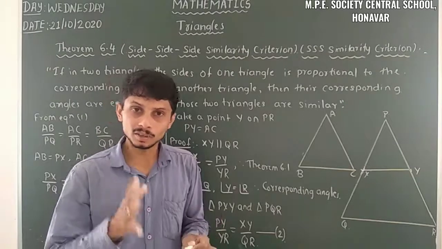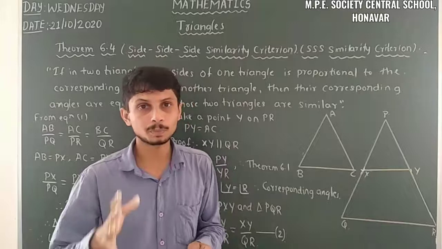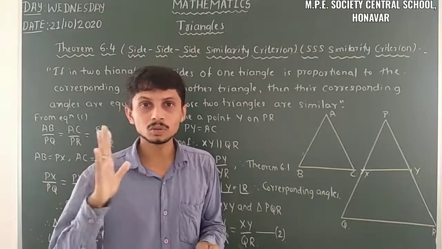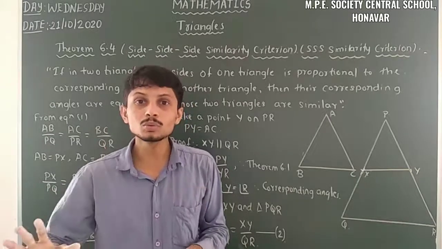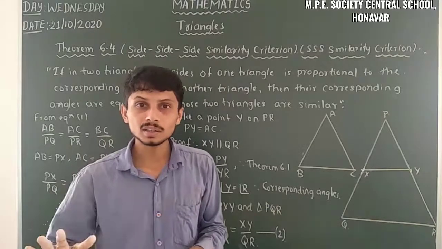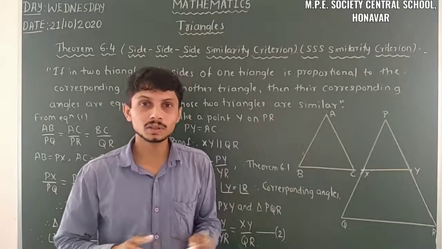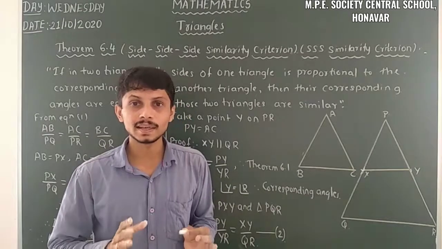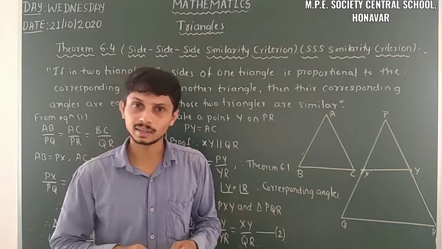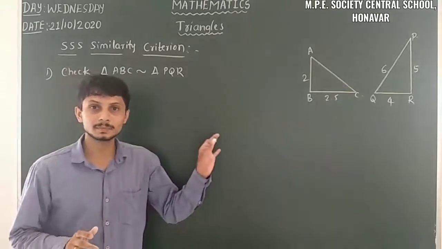That means when the corresponding sides are proportional in any problem, we can take those two triangles as similar, and all the corresponding angles are equal. So let us take some problems based on the SSS similarity criterion. Let us take the first problem of this SSS similarity criterion.